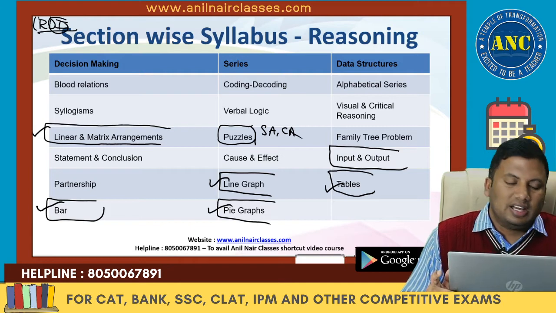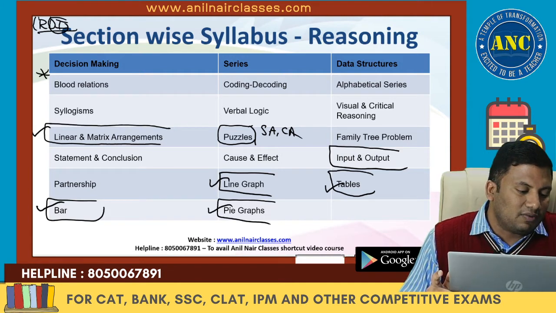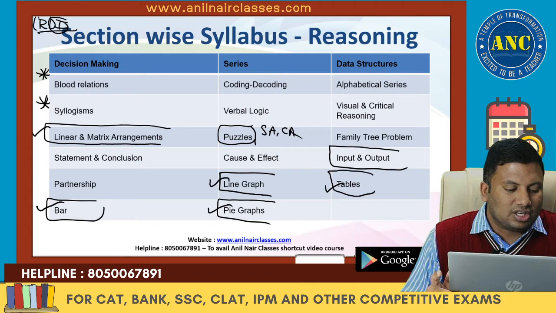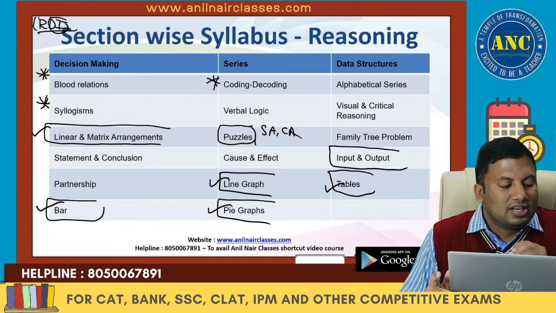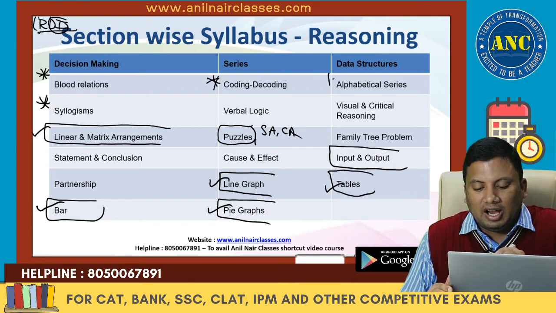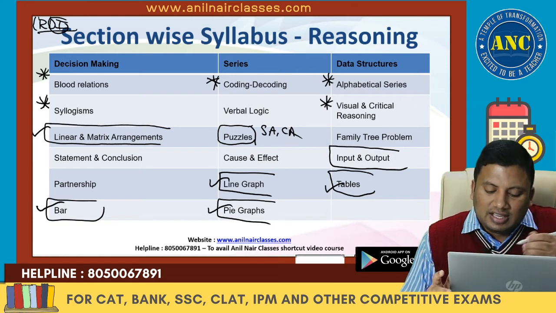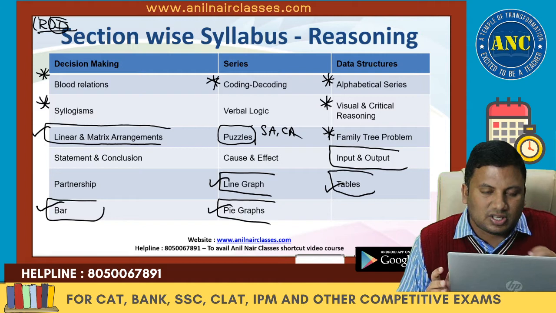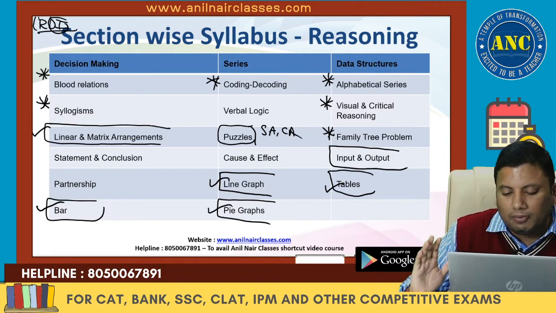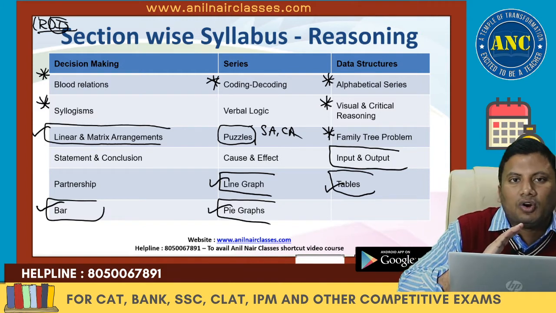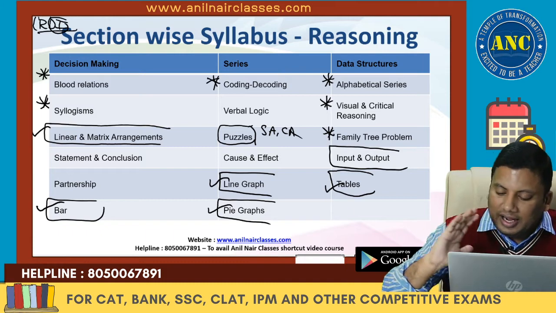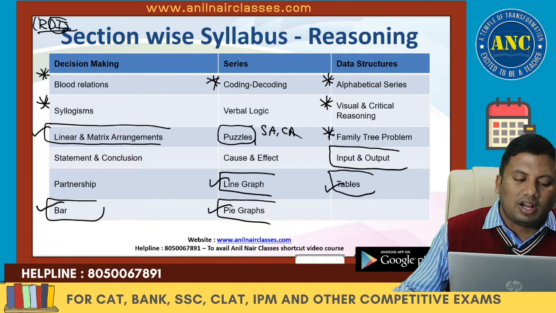In logical reasoning, every year there were questions based on blood relations, coding and decoding, syllogisms, alphanumeric series, visual reasoning, critical reasoning, and some family tree based problems are also there. Blood relation, all the models try to cover. Coding and decoding, all the models try to cover. And even in alphanumeric series, all the models try to cover.